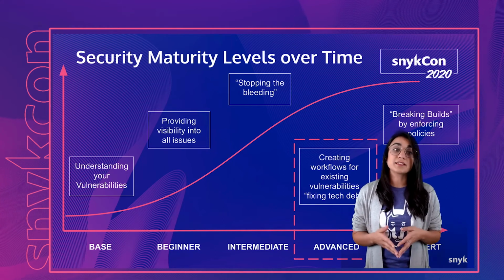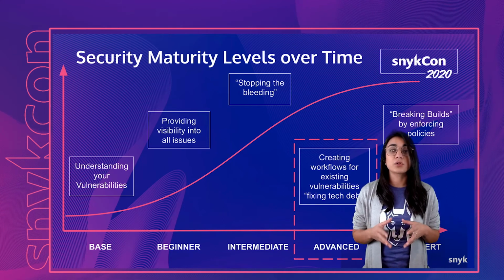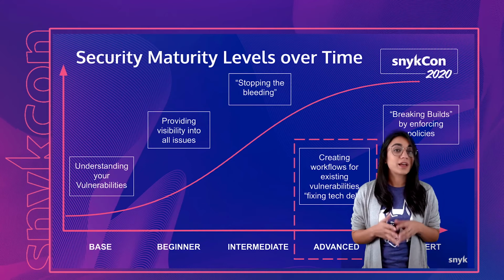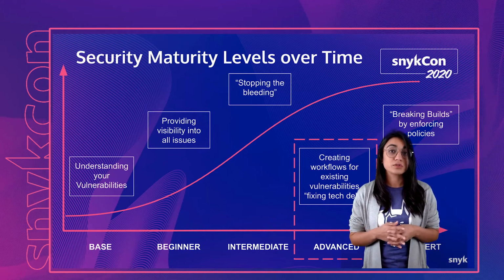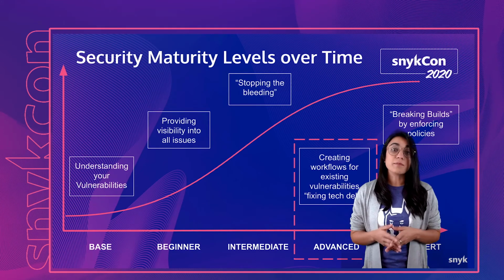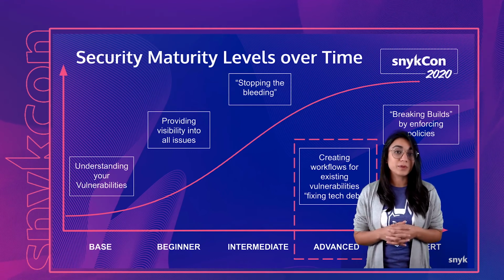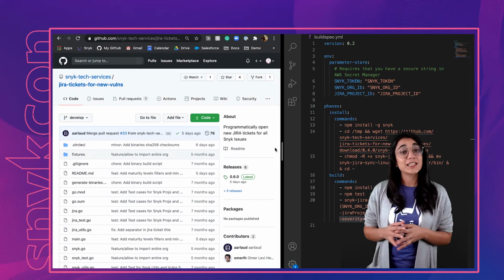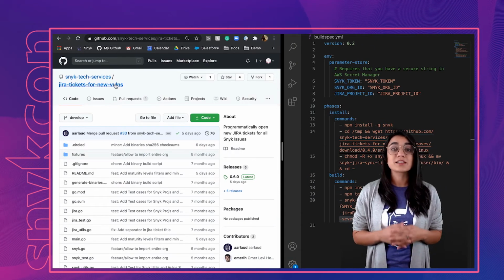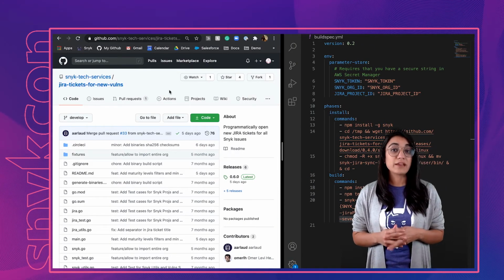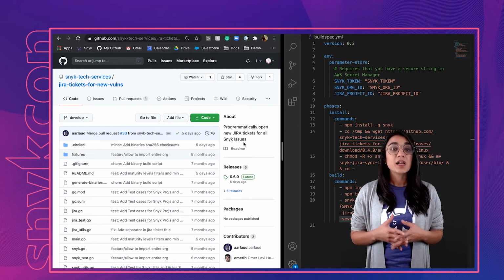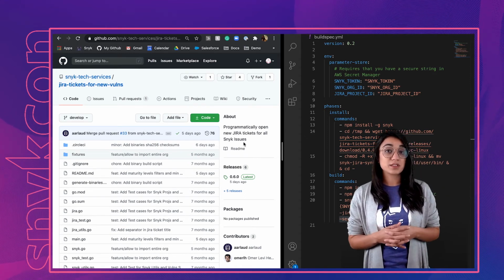At our advanced stage, we want to tactically trigger a workflow that is integrated with developers' workflow and is time-bound to get them to look at such critical issues. For this example, I used Jira to help me. The Jira ticket for new ones plugin uses the Jira API to check if the ticket for that vulnerability exists, and if it doesn't, creates one for the developers to see.